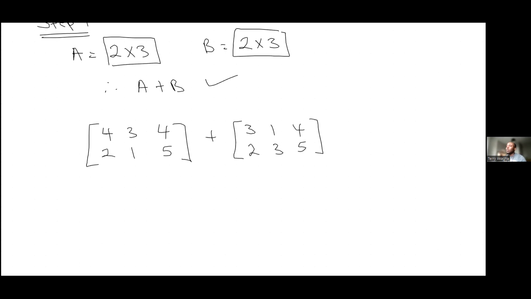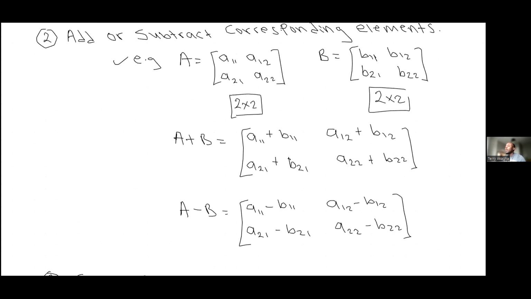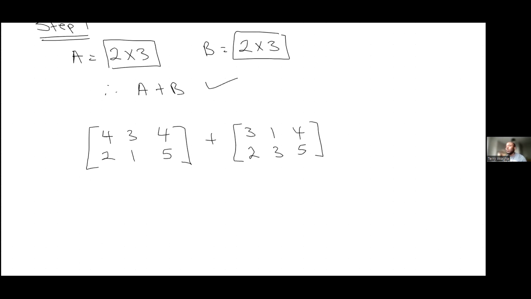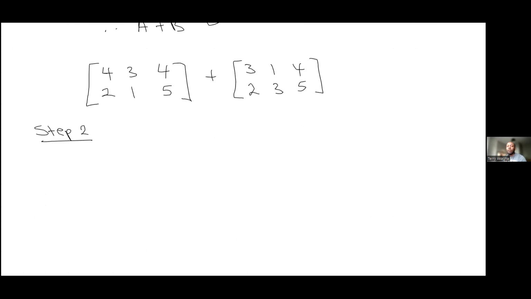So we'll go to step 2. Step 2 says we need to add the corresponding elements. So we're going to add each of the corresponding elements. We add the first one, 4 and 3, so it's going to give us 4 plus 3. The next element is 3 and 1, so that will give us 3 plus 1. The next element is 4 and 4, so that will give us 4 plus 4.